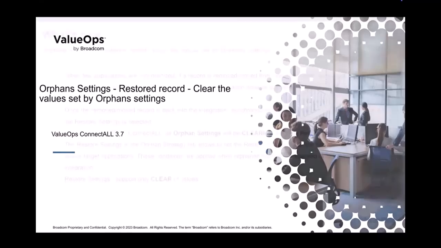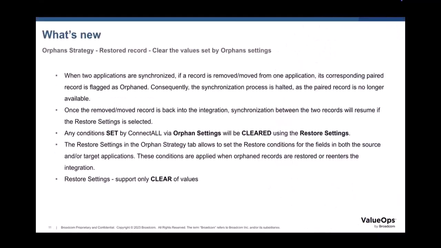Now, when a record is back into the integration, we'll allow you to clear those fields if they are not mapped in the field mapping. So the way we work is, as said, when two applications are synchronized, if a record is removed, moved out of the integration, the corresponding record is flagged as orphaned. And once it is flagged as orphan, we set the orphan settings, or the orphan rules. And when this record gets back into the integration, the synchronization between the two records should start happening, and whatever rules were set by orphans.